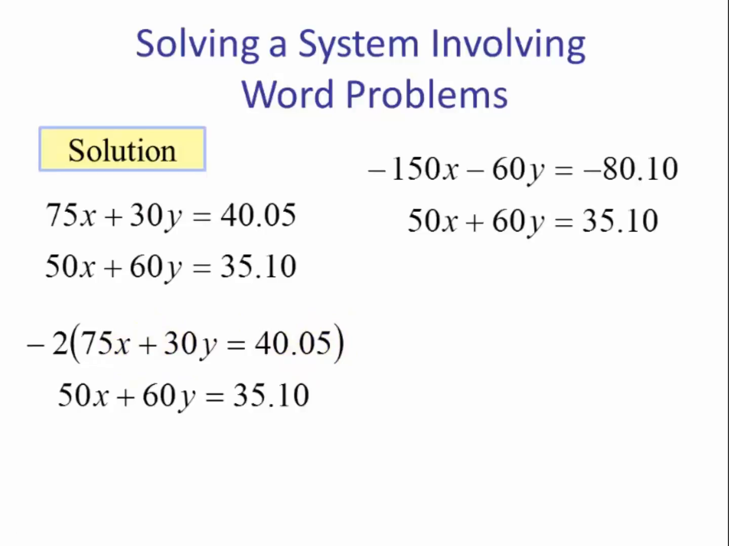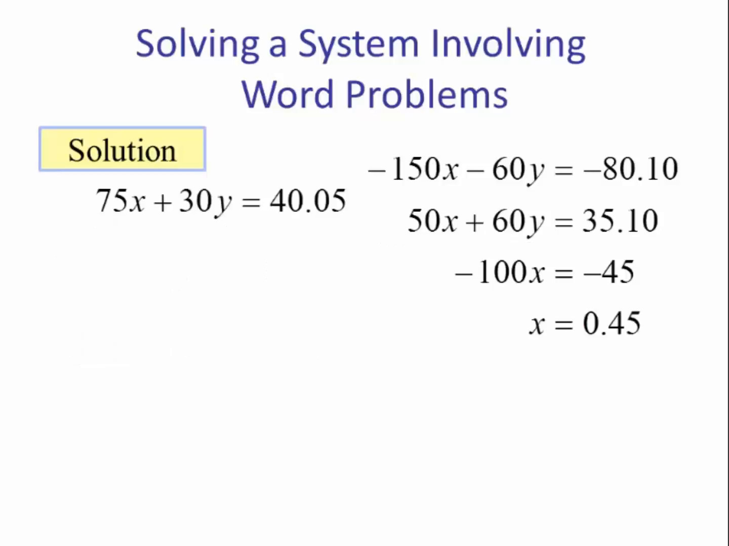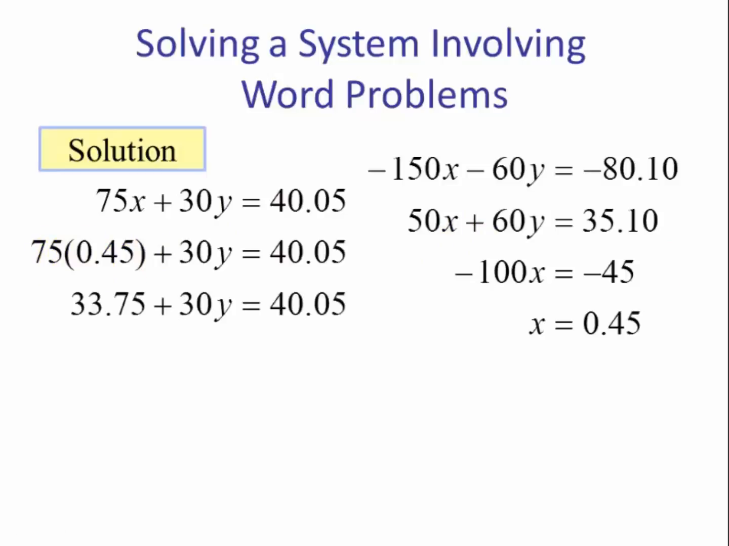So we have 150x minus 60y equals -80.10. Add that to the second equation, and we have -100x equals -45. Dividing by -100, we have x to be 0.45. To find y, we take an original equation, we substitute in for x. So we have this equation, and now we need to multiply 70 times 0.45. Then we need to subtract that from 40.05, and we get 30y equals 6.30. Divided by 30, y is 0.21.